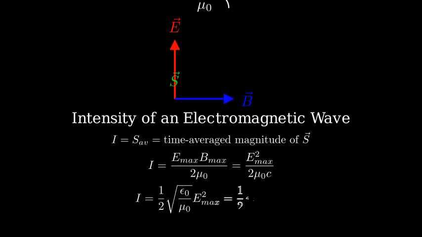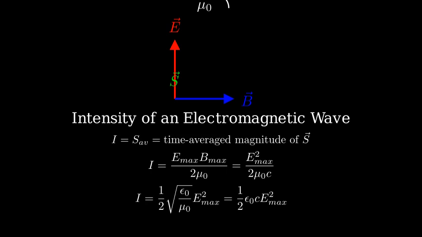These can be further expressed using the relation between mu0, epsilon naught, and c. So we can write that the intensity equals 1/2 times the square root of epsilon naught over mu0 times the maximum electric field squared. Or more simply, 1/2 times epsilon naught times c times the maximum electric field squared.